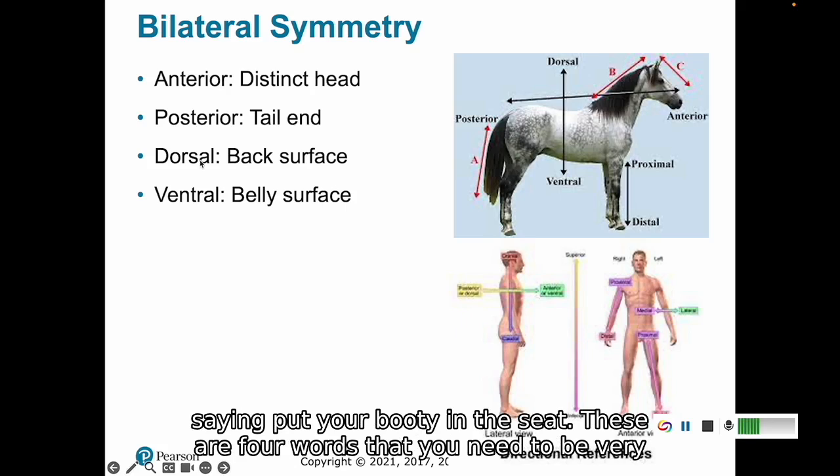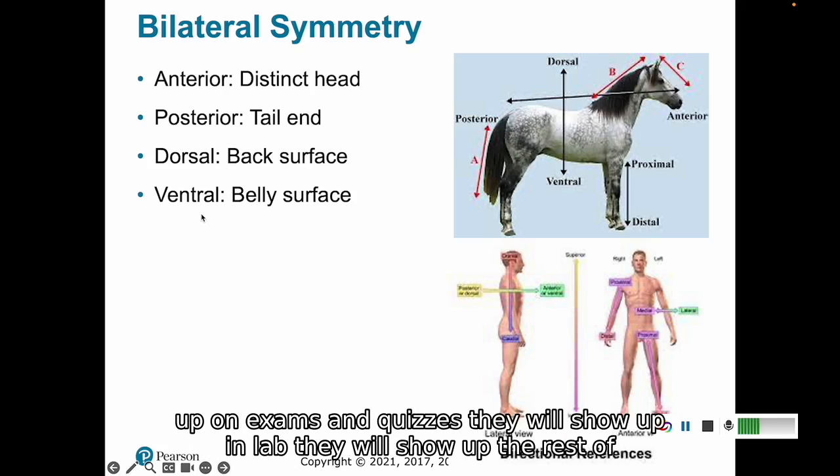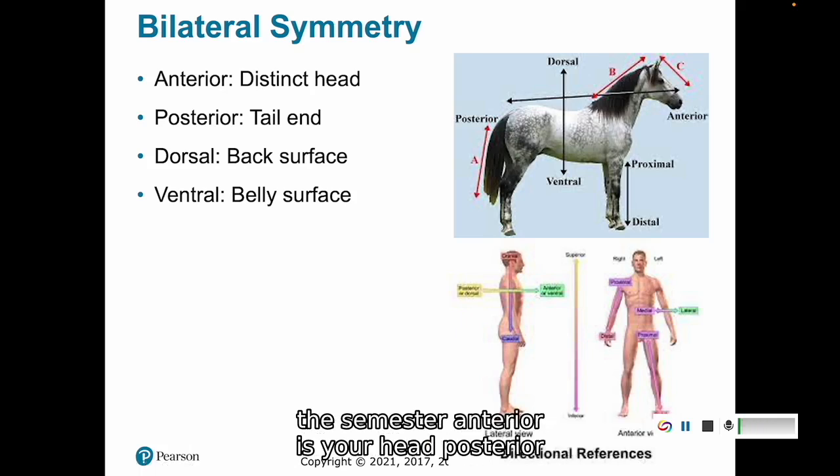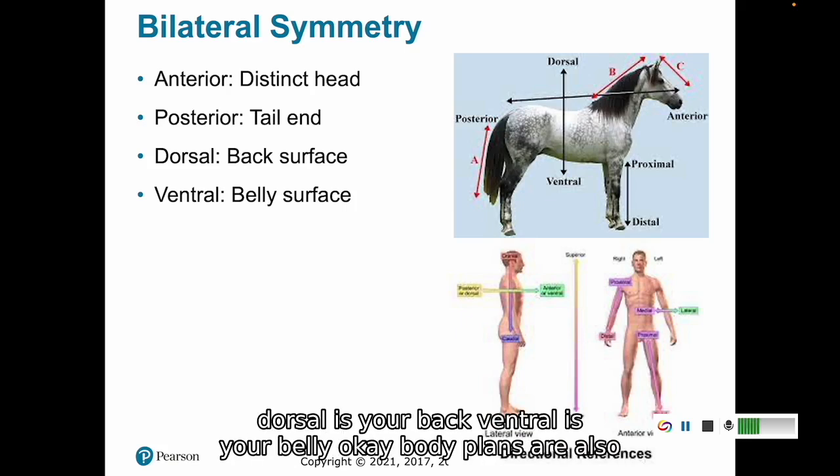These are 4 words that you need to be very comfortable with. Anterior, posterior, dorsal, and ventral. Those words will show up on exams and quizzes. They will show up in lab. They will show up the rest of the semester. Anterior is your head. Posterior is your tail end, your booty end. Dorsal is your back. Ventral is your belly.